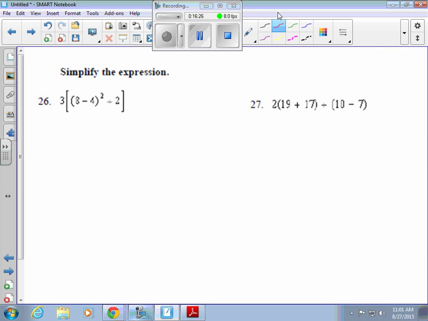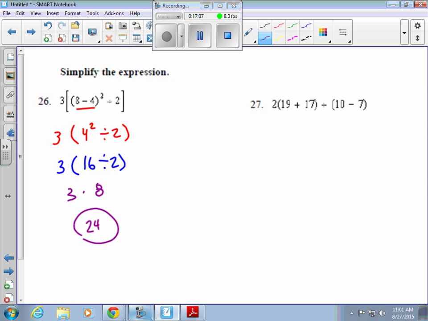So 26 says 3 times 8 minus 4 squared divided by 2. Order of operations tells you to do the innermost parentheses first. So 8 minus 4 gives you 4. That's squared divided by 2. That's still inside of a grouping symbol before it's multiplied by 3. So inside that grouping symbol, you have 4 squared divided by 2. You have to do 4 squared before you do division. 4 squared doesn't mean 8. It means 4 times 4, 2 times. So 16 divided by 2. That's still inside of a grouping symbol. 16 divided by 2 is 8. Now 8's finally multiplying by 3 to give you 24 for number 26.